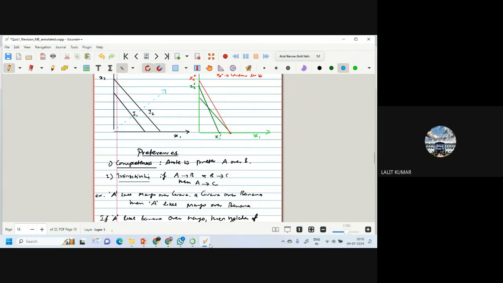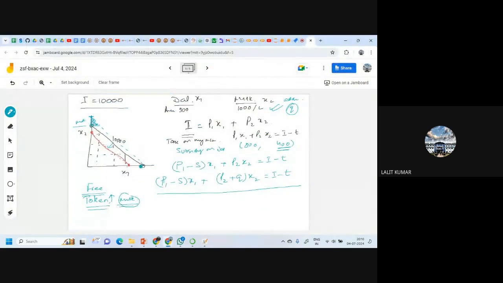Second is transitivity. Transitivity means that if A is preferred over B and B is preferred over C, then A will be preferred over C. For example, mango is preferred over banana, banana is preferred over guava, then mango will be preferred over guava. If this condition is not true, then there is a violation of transitivity.